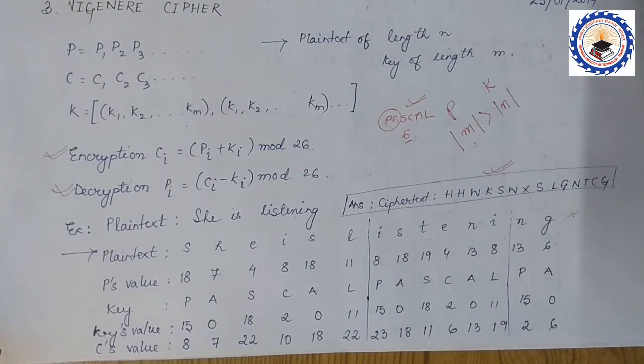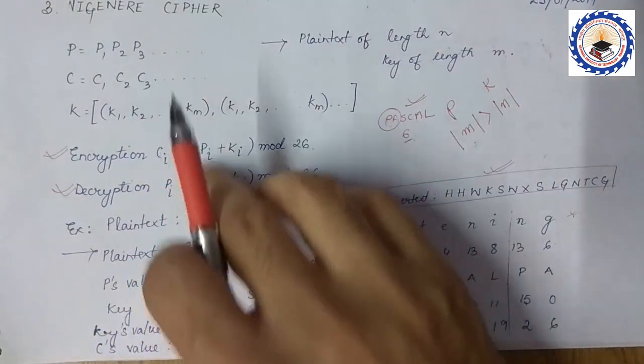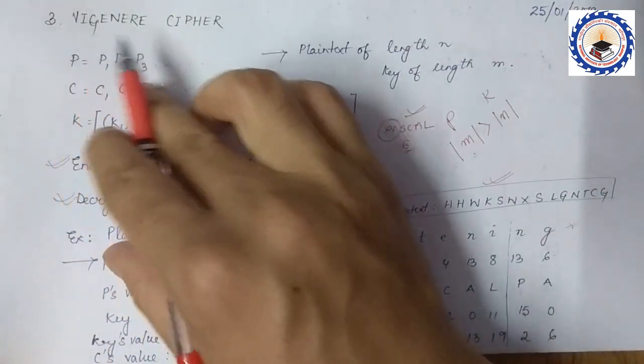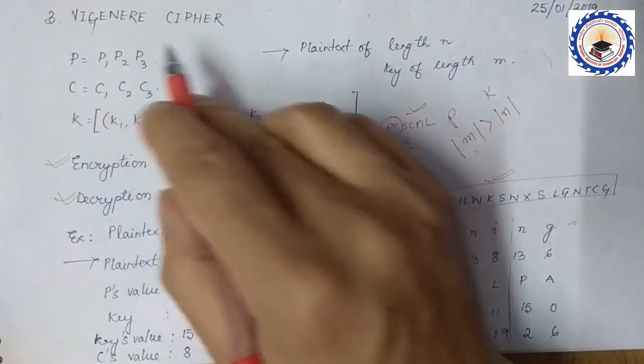So remember this particular method by its name. It is the Vigenere Cipher.